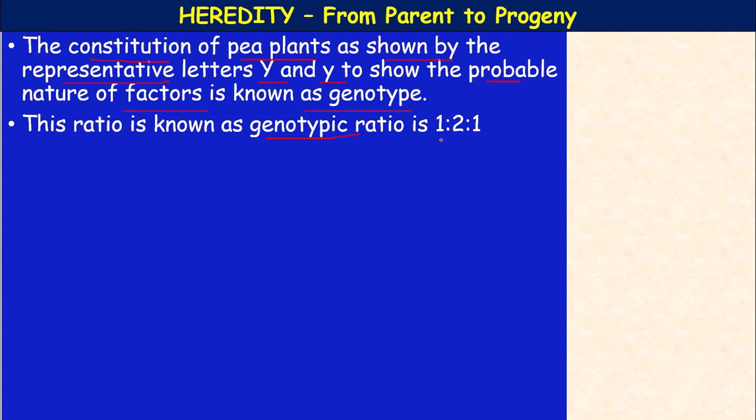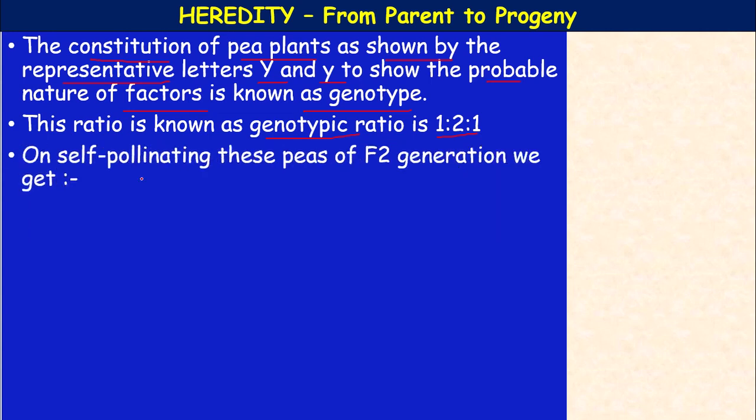What is the genotypic ratio? The phenotypic ratio we have seen is 3:1 in monohybrid, following the law of dominance. But here the genotypic ratio, when you observe deeply, is 1:2:1.